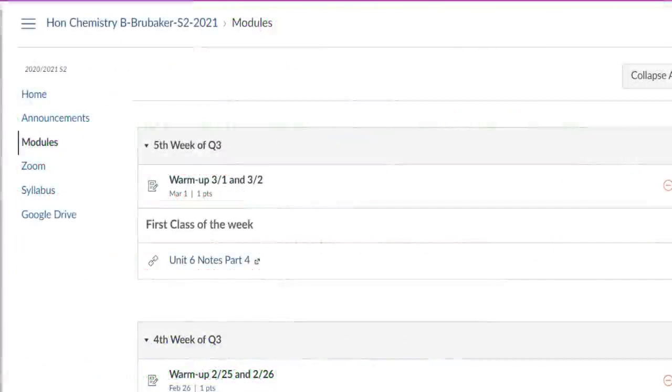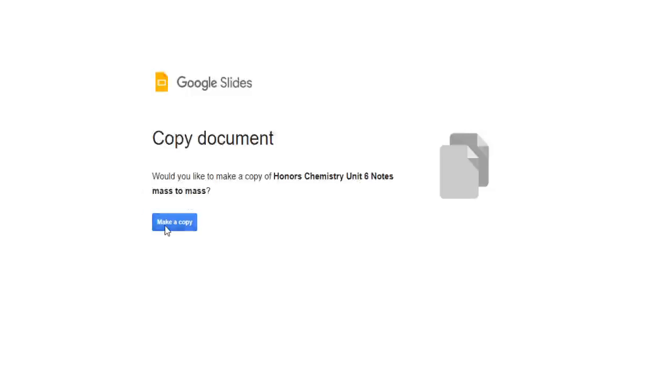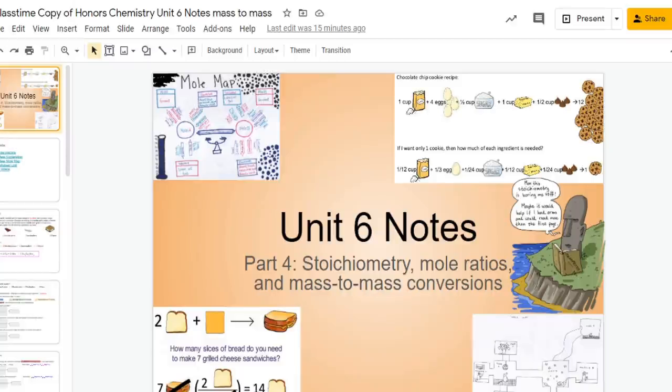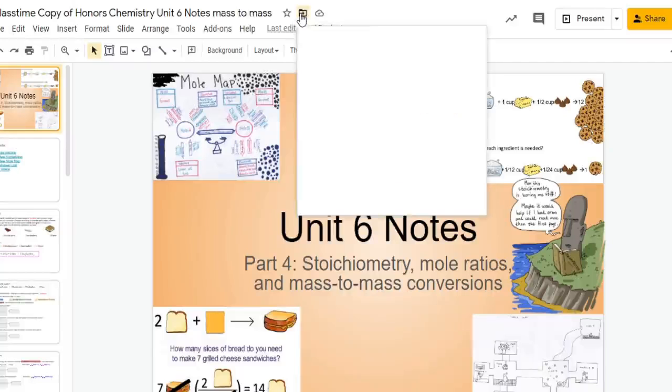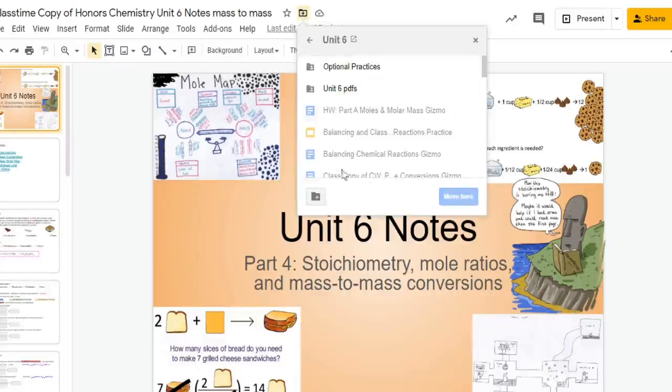Here in our module for the 5th week of quarter 3, there's a link to make a copy of your Unit 6 notes part 4. So, as always, click on that link, make a copy, and once it loads, make sure you go here to the Move button and make sure you save this in a chemistry folder so it's easy to find.